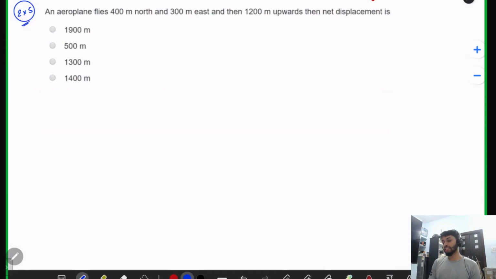Okay, let us see. Here they are saying an aeroplane flies 400-meter north and 300-meter east and then 1200-meter upwards. Then net displacement is.